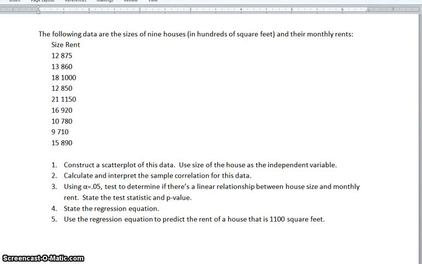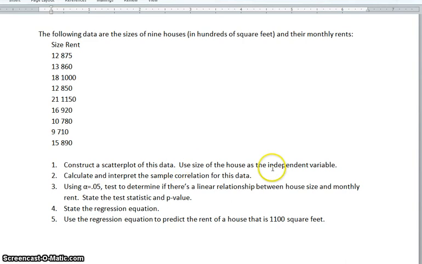Alright, so here's an example of a correlation regression problem like what you might see on the graded homework. So here we have 9 houses and their sizes in hundreds of square feet along with their monthly rents. So this first line means this was a house that had 1,200 square feet and was $875 a month in rent, for example. So all of these are in hundreds of square feet.